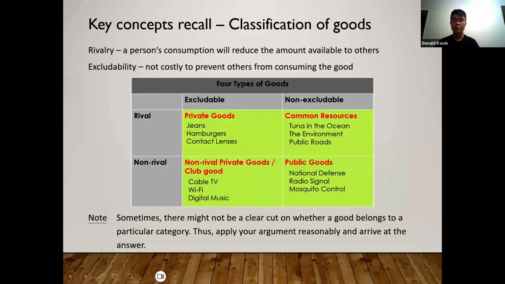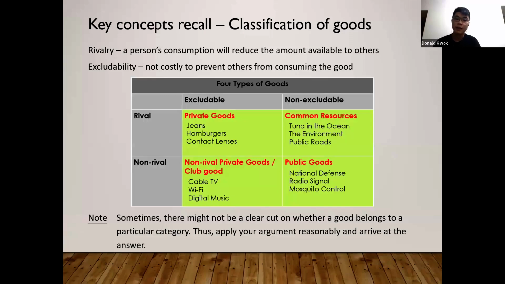So rivalry is talking about a person's consumption will reduce the amount available to others. Let me make up some examples to illustrate the idea here. Imagine an apple, okay? An apple is rival in consumption because, let's say, if there are 10 apples out there and you eat one of them, then there are only 9 apples left. This means that your consumption of this apple would reduce the amount of the apples available to others. So this shows that apple will be rival in consumption.